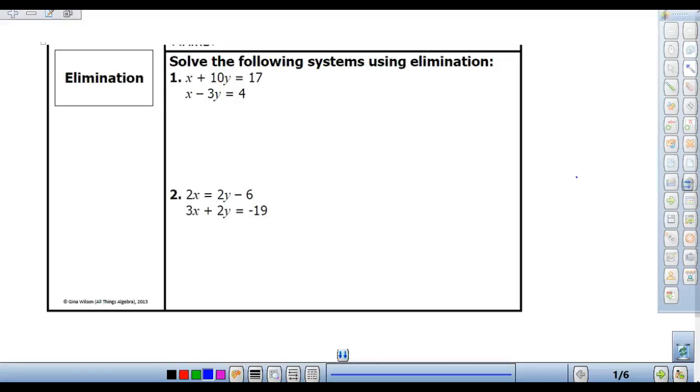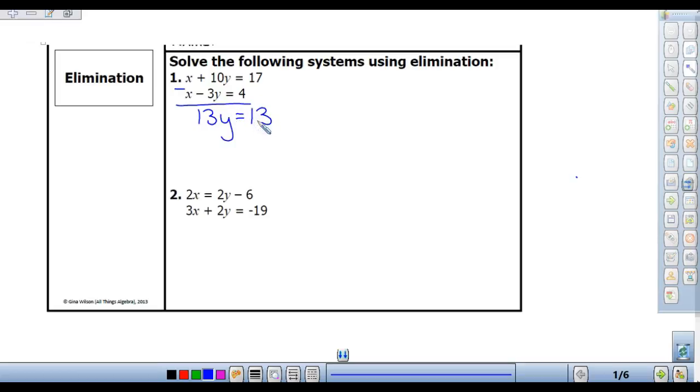All right, so let's take a peek at what we did last week. Okay, in number 1, are they lined up? Yep. So my x's have the same sign, so same sign, subtract. Be careful with this because you've got 10 minus -3. Yeah, we get 13y equals 13.